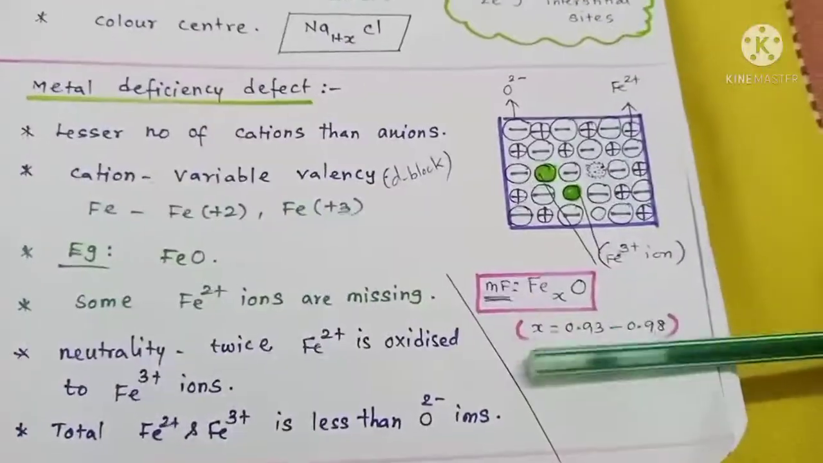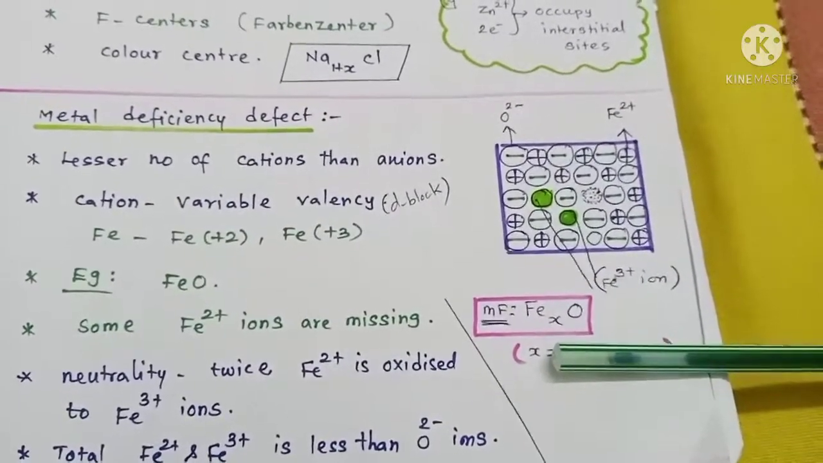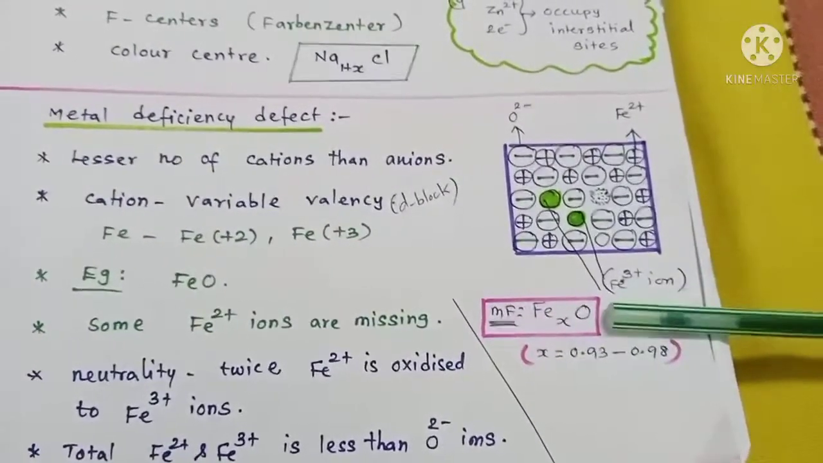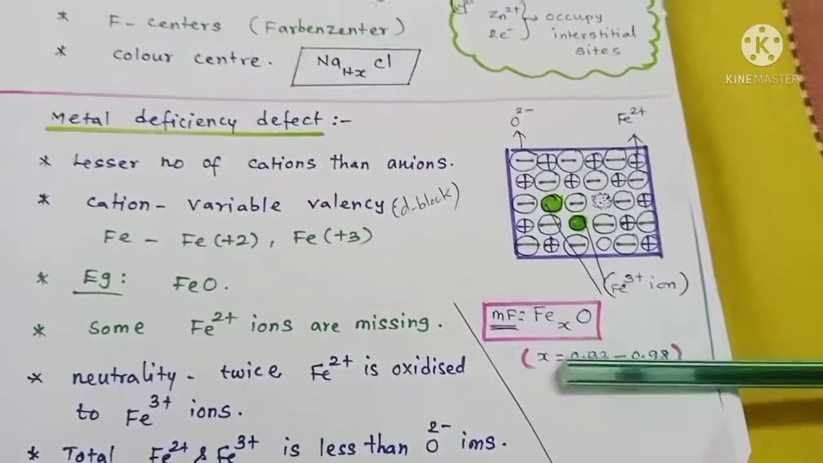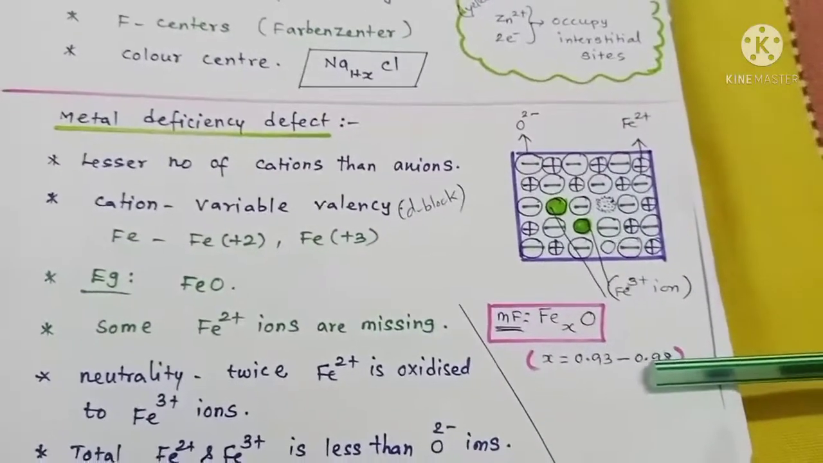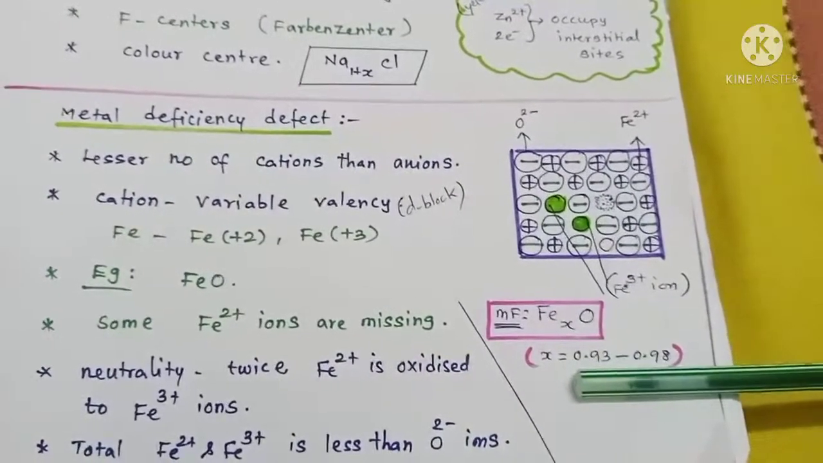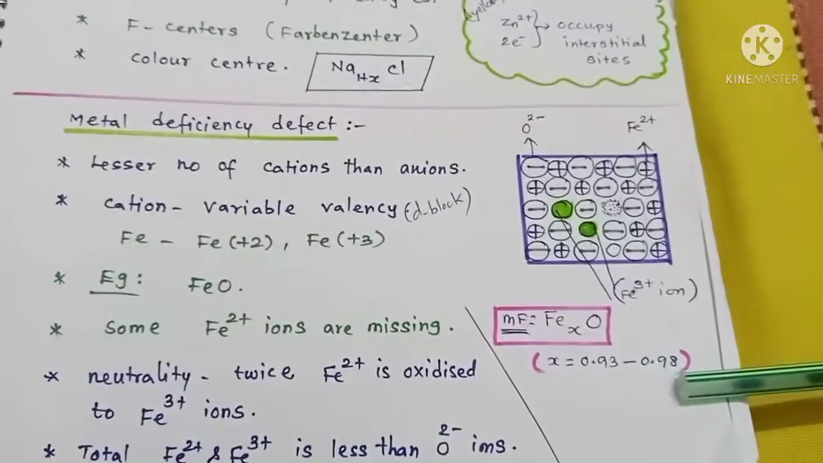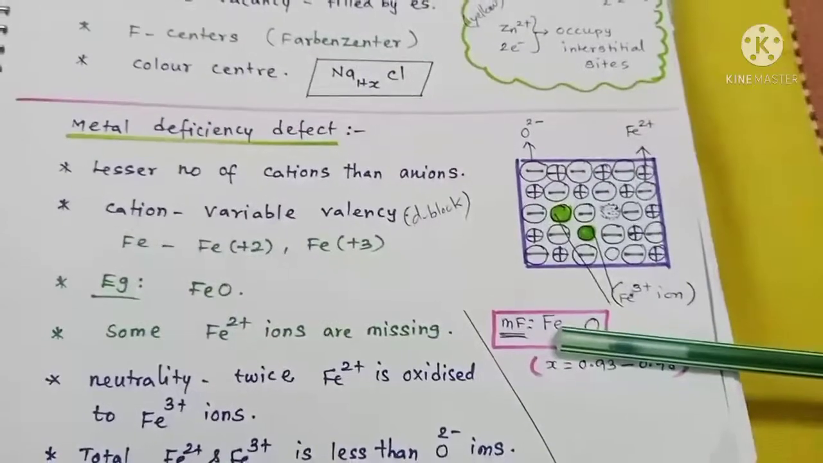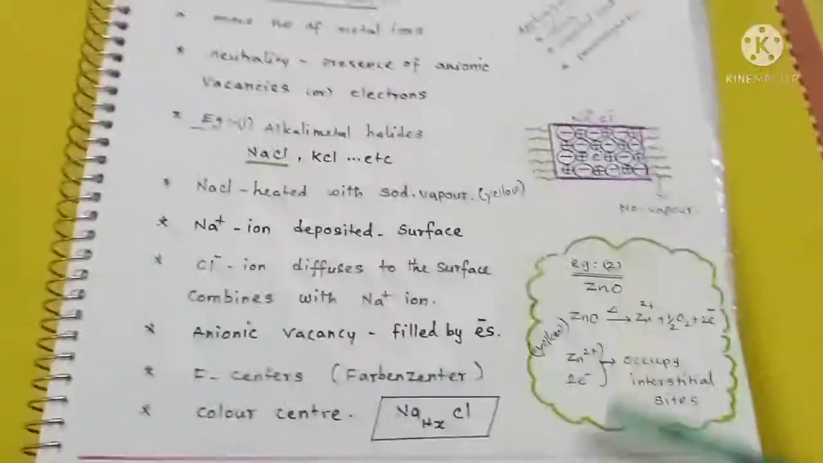So here the number of Fe2+ and Fe3+ ions is lesser than oxide ions, isn't it? So the molecular formula of the compound can be given as FexO. Here x ranges from 0.93 to 0.98, which indicates that for oxygen number 1, the Fe number is between 0.93 and 0.98, which means the number of ferrous and ferric ions is lesser than oxide ions. Okay, right. So now let us have a look at the two diagrams.